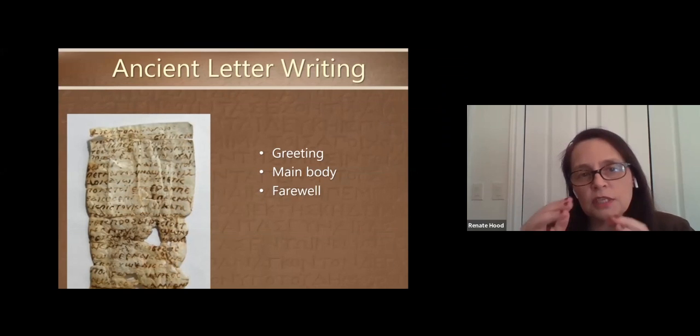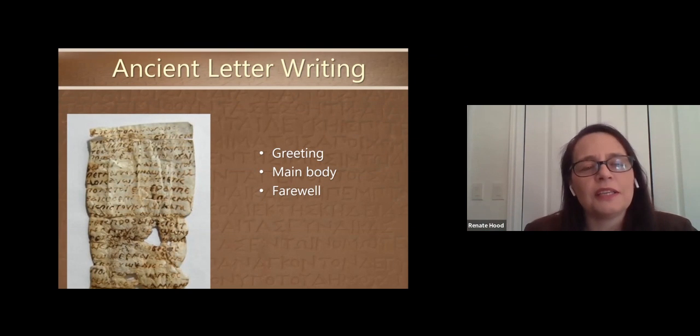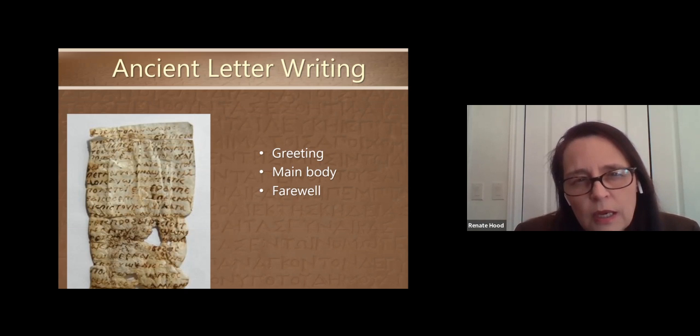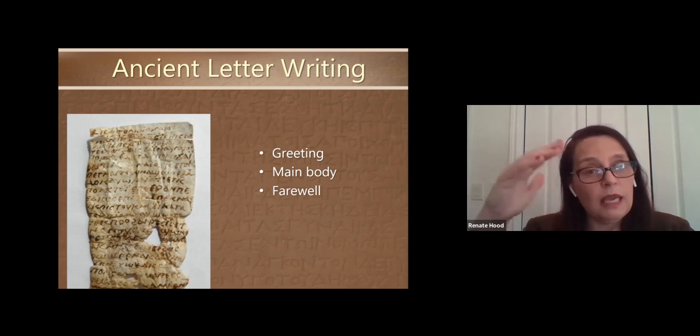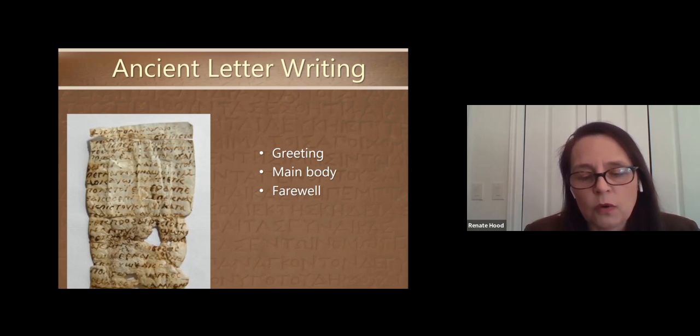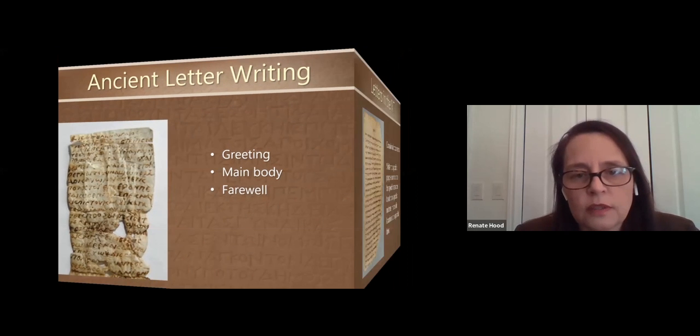So ancient letter writing at the time pretty much consisted of a set layout. You see an example here of a letter. You see the large Greek, what we call uncials, kind of capitalized letters here. But typically they had a greeting to the addressee or the addressees, then a main body that may have different kinds of formats, and then there typically is a farewell.